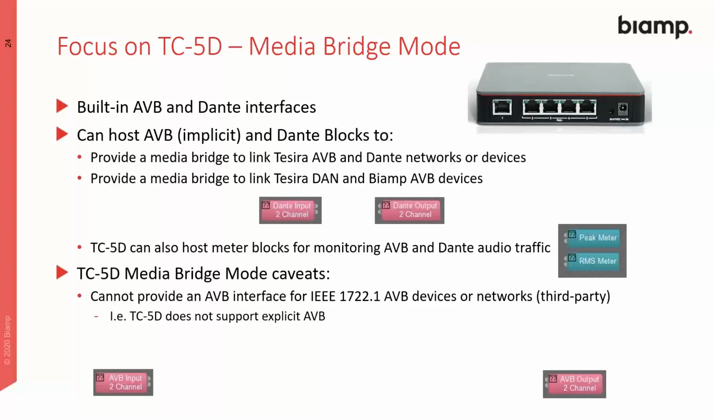Okay, so jumping into the TC5D media bridge mode, we cannot provide an AVB interface for, for example, third-party AVB devices. So if you have third-party AVB devices which support the IEEE 1722.1 standard for third-party networks, the TC5D does not support explicit AVB blocks, because anytime you have AVB devices from Biamp, you will not need any explicit blocks. You directly connect an input and expansion mode, for example, into your server without the hassle of connecting inputs to outputs, without third-party software to connect input to output. But if you need explicit AVB from Biamp, then in this case you will need a third-party AVB normal switch, not the TC5D or the TC5.